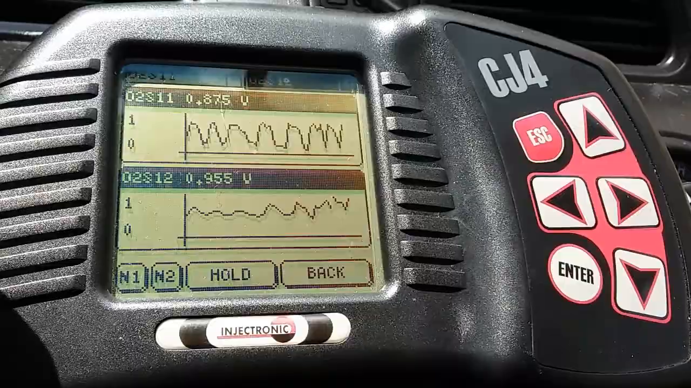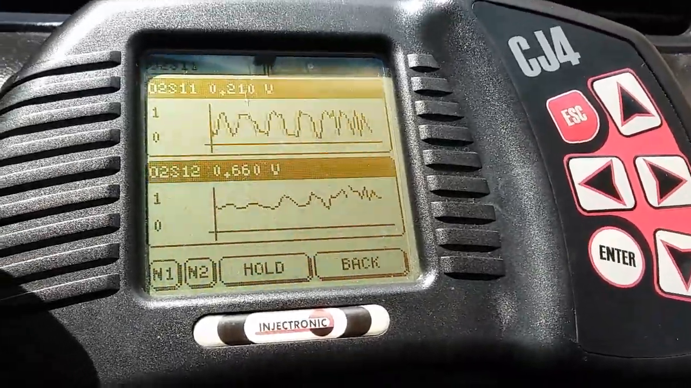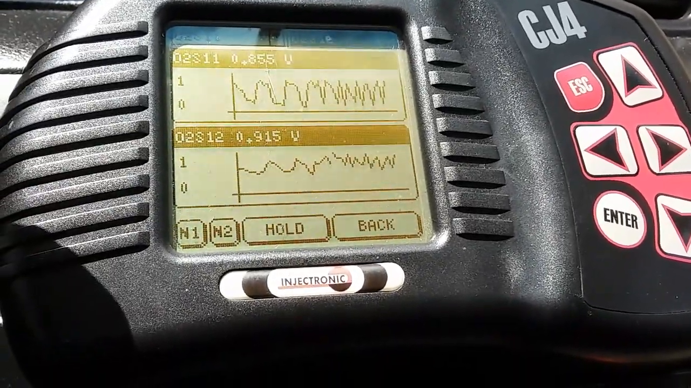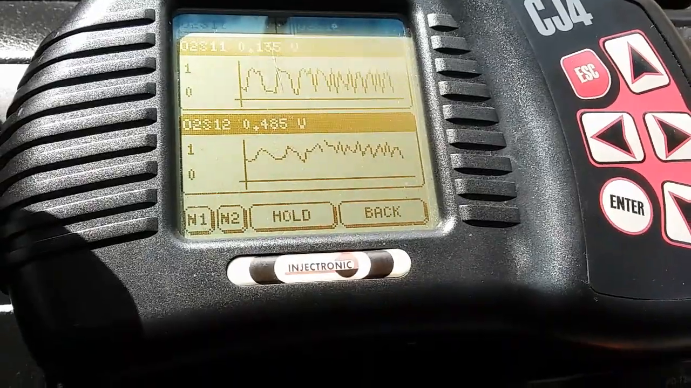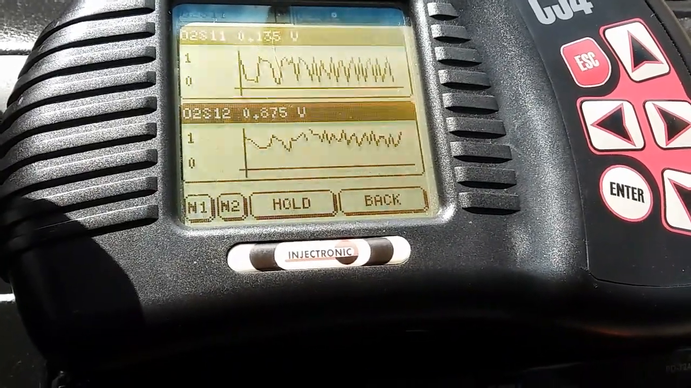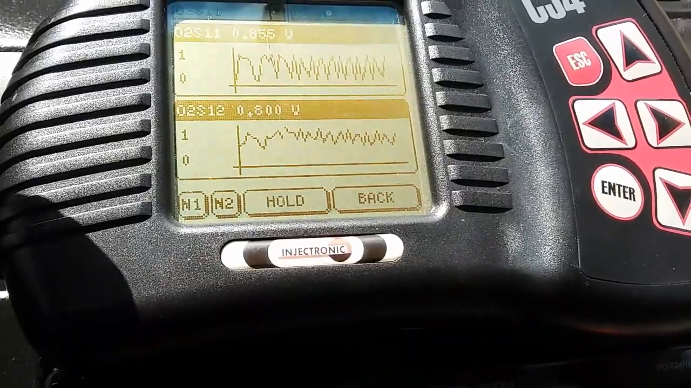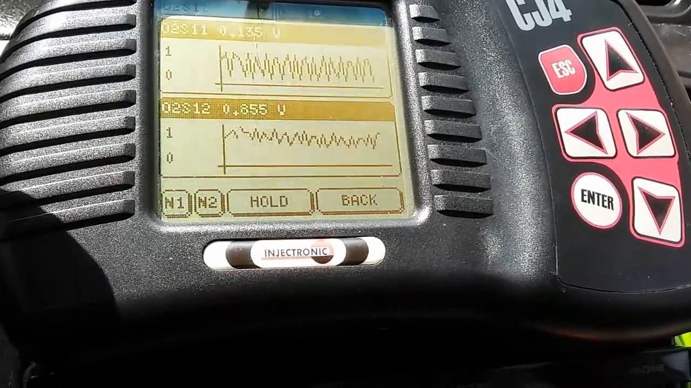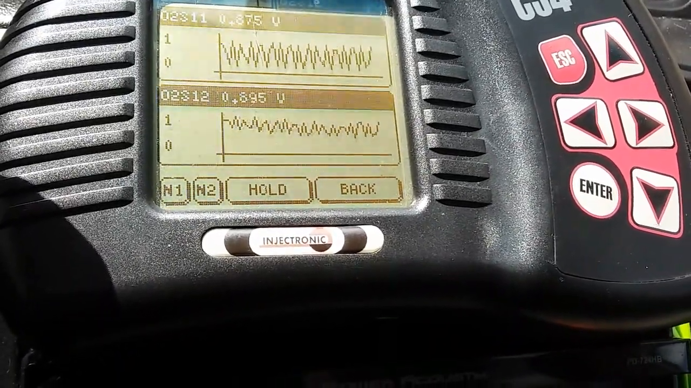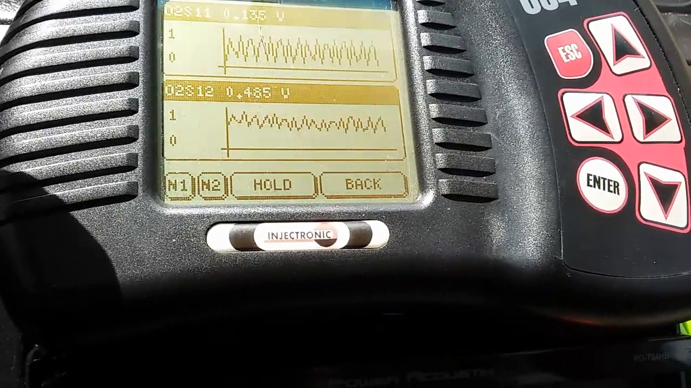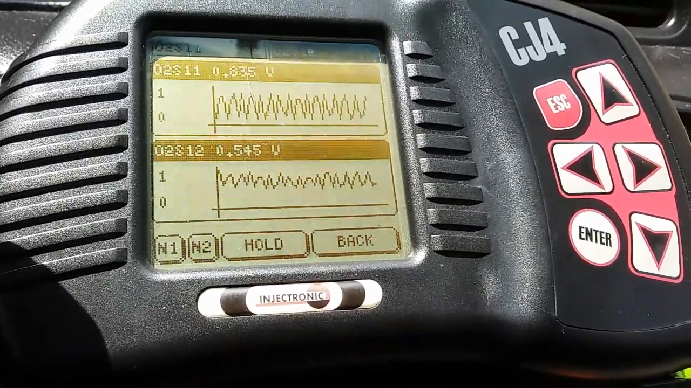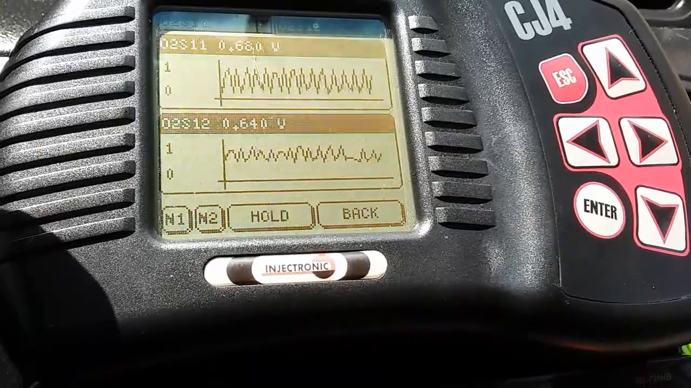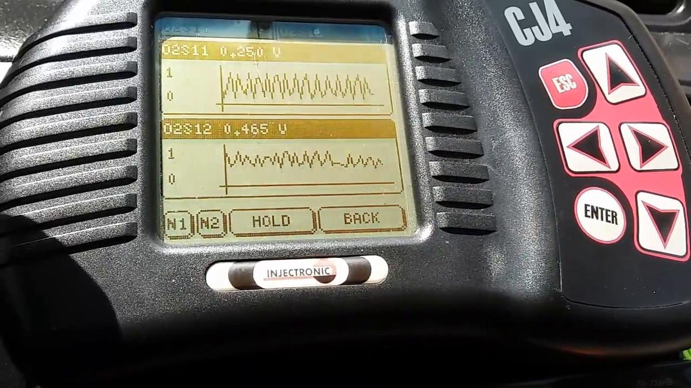So I'm at about 2,000 RPM right now. Our voltage is above 0.450 millivolts. It's in the rich condition signal. As you can see, at 2,000 RPM, our downstream O2 sensor is fluctuating, but it's fluctuating in the rich condition, not from rich to lean.